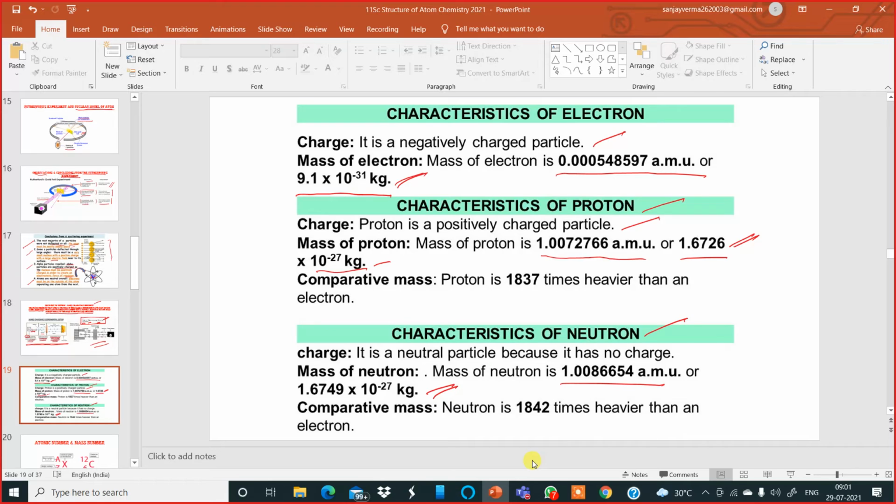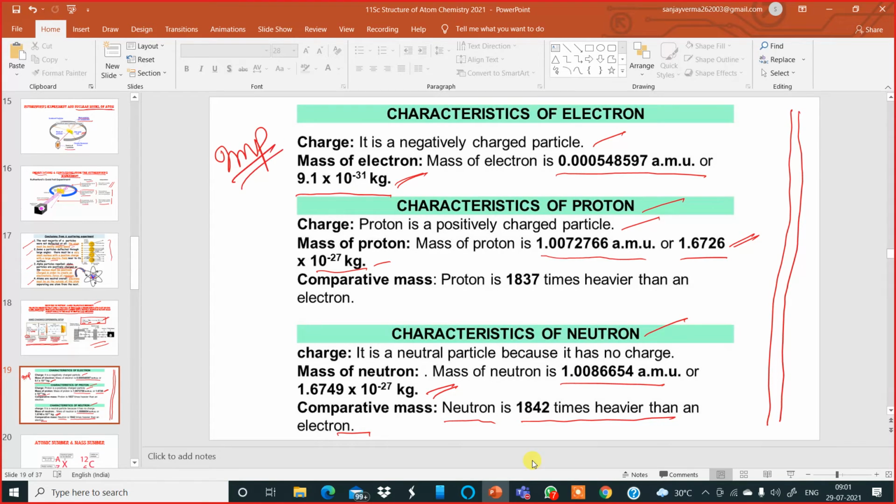It is 1.6749, slightly higher than proton. Comparative mass: the neutron is 1842 times heavier than an electron. So this slide also becomes important for you all in this chapter, structure of atoms. Please go through this slide carefully with regard to the masses.